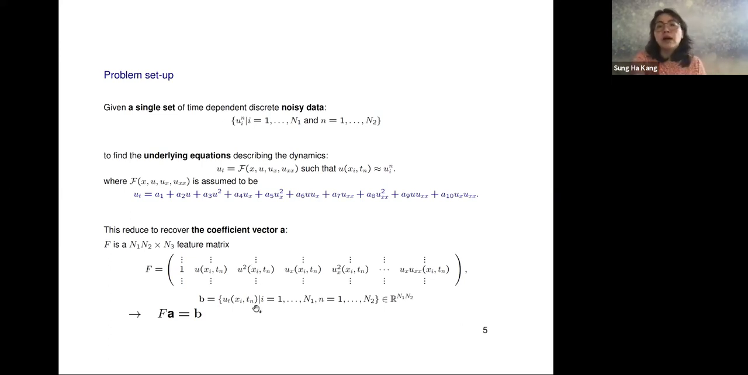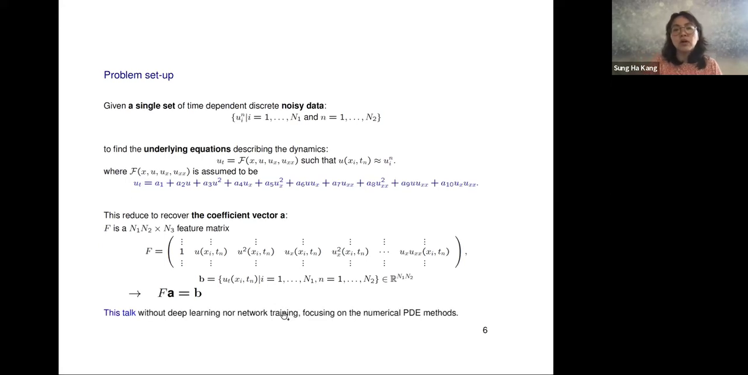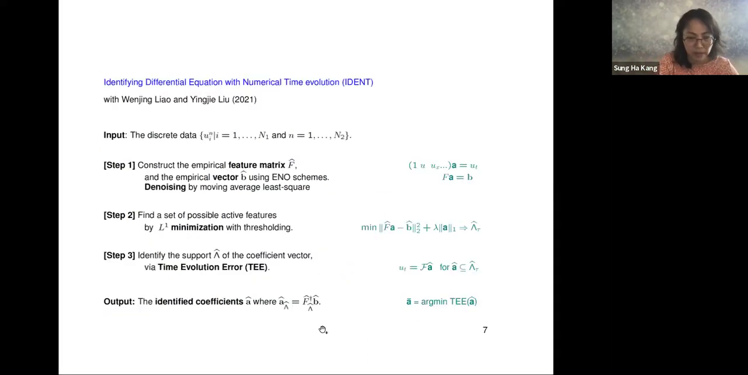In this talk, I'm going to mostly focus on some numerical techniques to find this. We don't have any deep learning or network training. With one single data, how far can we go with the methods that we already know? And how concretely can we determine it? So that's the idea of it.